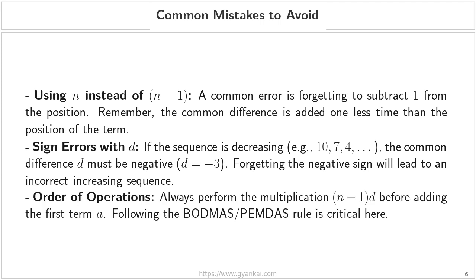Finally, never overlook the order of operations. When you plug your values into the formula, you must follow the standard rules of BODMAS or PEMDAS. This means you must first calculate the value inside the parentheses, which is n minus 1, then multiply that result by d, and only after you have completed that multiplication should you add the first term. If you add the first term too early, the entire calculation will be incorrect. Keep these 3 points in mind, and you will be well prepared for our final summary.